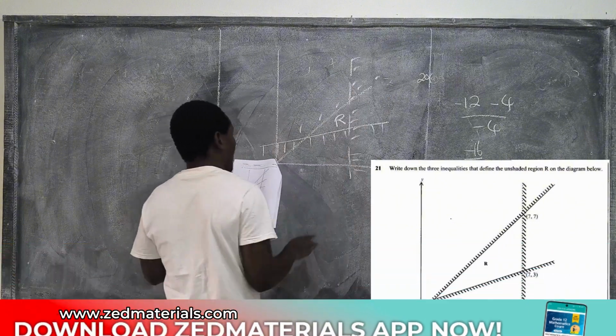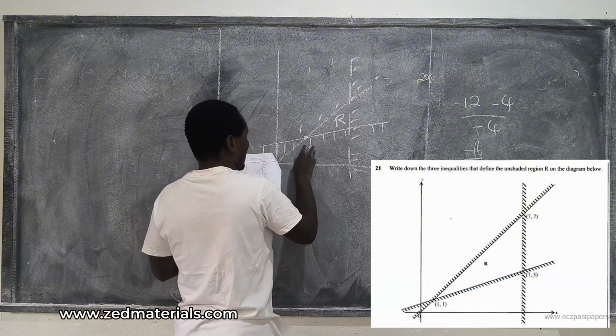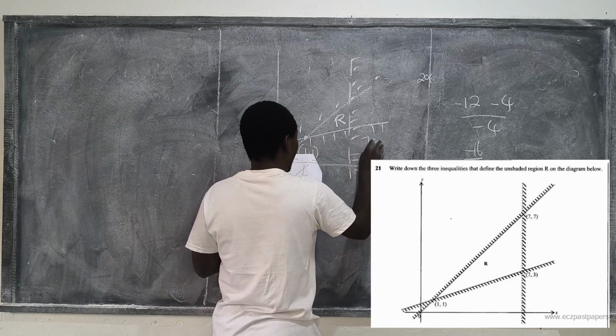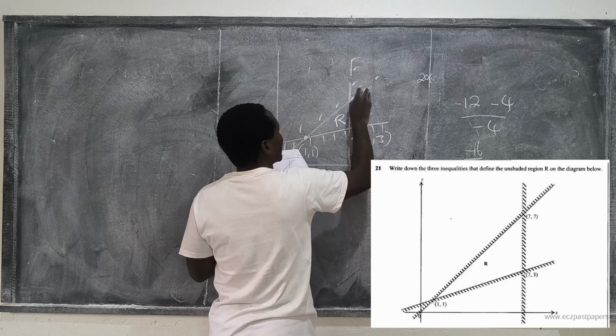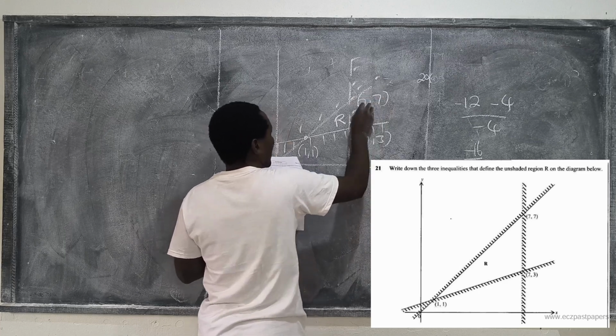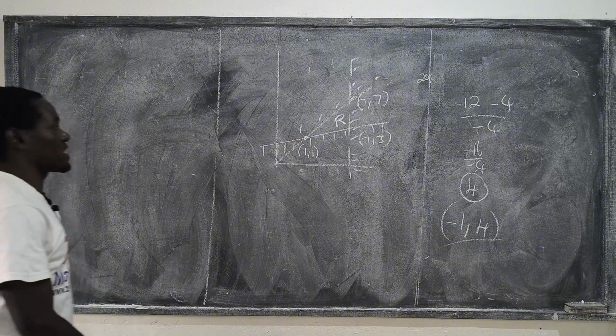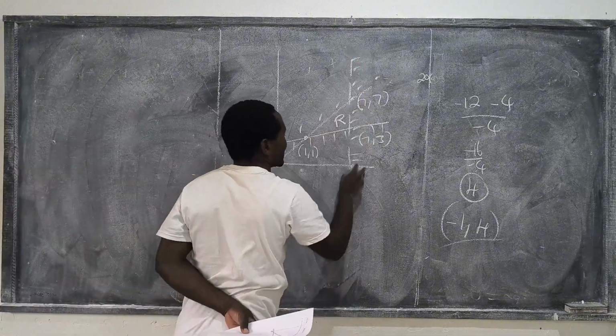You have your R here. Then here, they are saying it is 1, 1. This is 7, 3. This is 7, okay, in that case. So they are saying we write the 3 inequalities that describe the unshaded region R there. So how are we going to write the 3 inequalities? Just pick. The first one is this one, which is just cutting on 7.